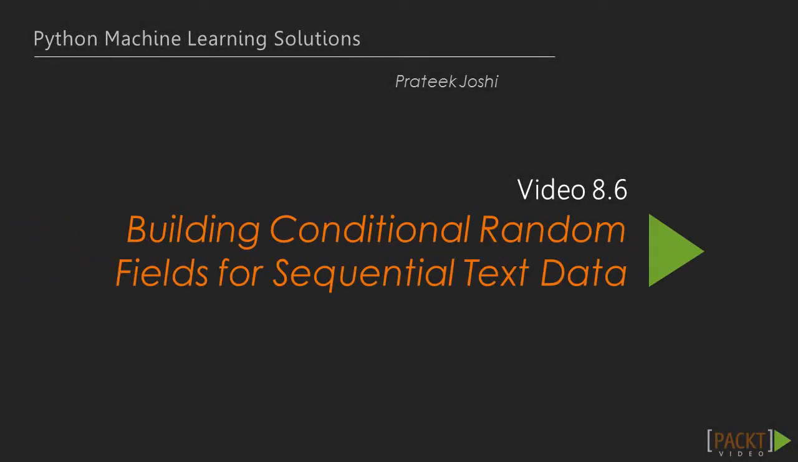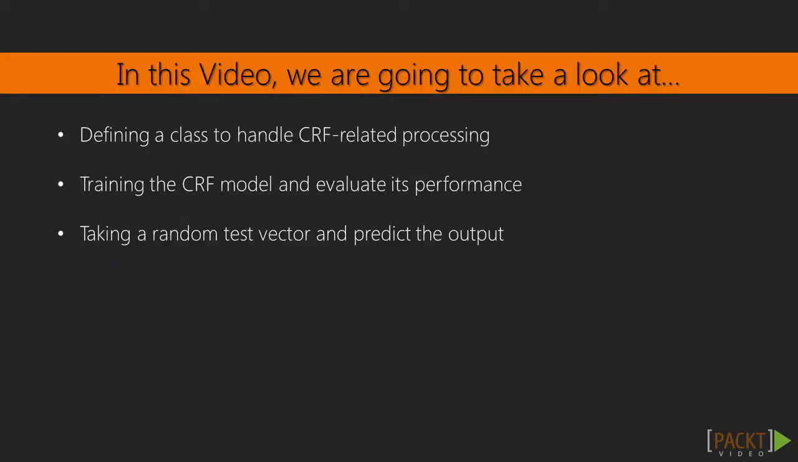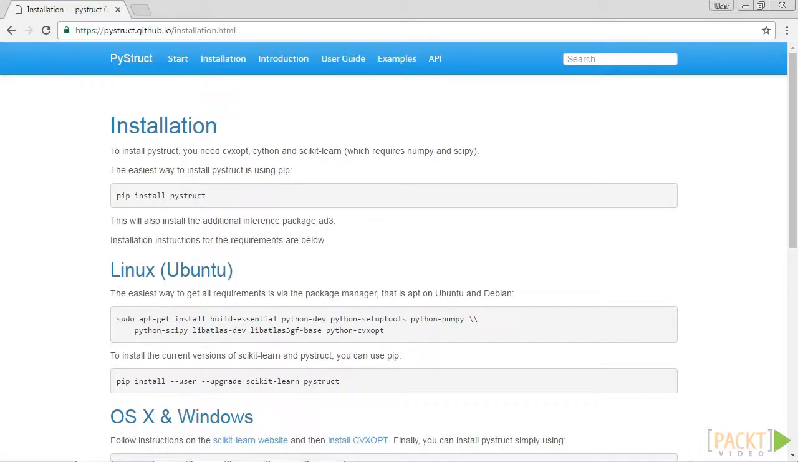In the previous video, we looked at building hidden Markov models for sequential data. In this video, we're going to use conditional random fields to analyze structured data. We'll also use it to label and segment sequential data. Conditional random fields, CRFs, are probabilistic models used to analyze structured data. They're frequently used to label and segment sequential data.